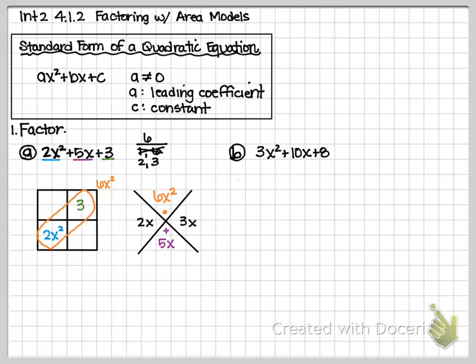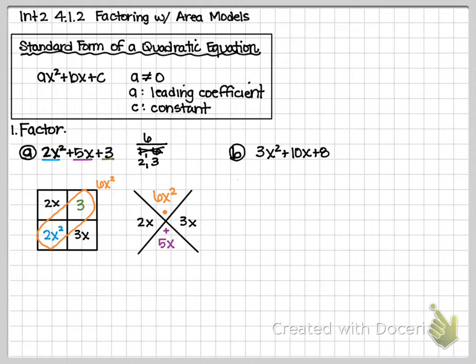Now, those two things that we found, that 2x and that 3x, they get placed inside the empty boxes back in the area model. It doesn't matter which one. So you can choose to put the 2x in the top box or the 3x. Doesn't matter. You get the exact same answer. So put one into one of the empty boxes, one into the other.